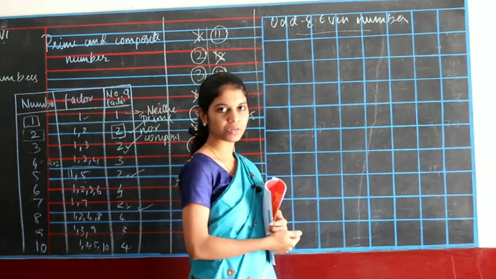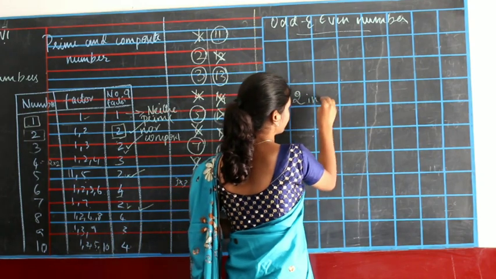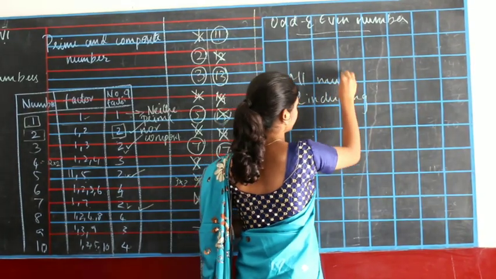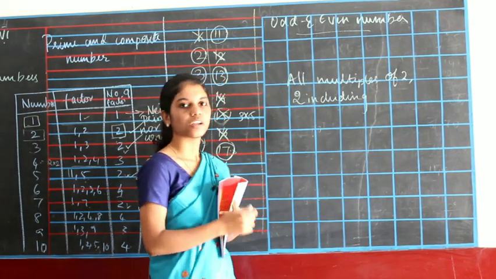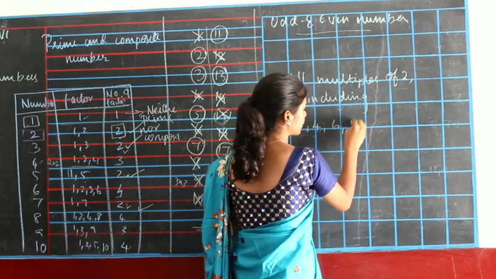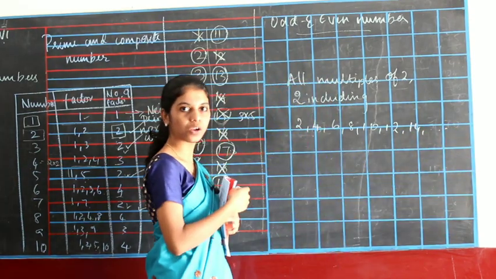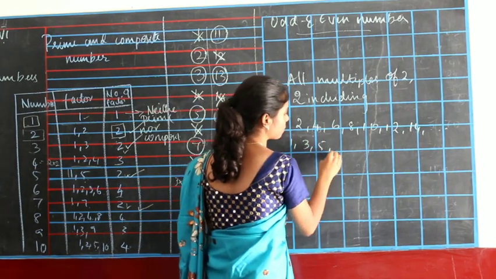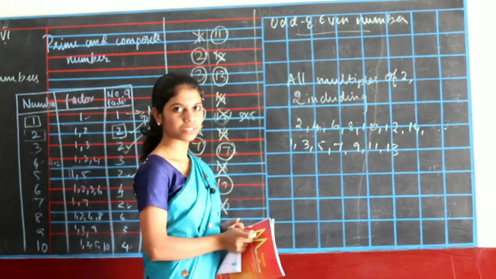So odd and even numbers are very simple. All the multiples of 2, including 2, are even numbers. For example, 2, 4, 6, 8, 10, 12, 14, etc. These are all even numbers. The leftovers, 1, 3, 5, 7, 9, 11, 13, are all odd numbers.